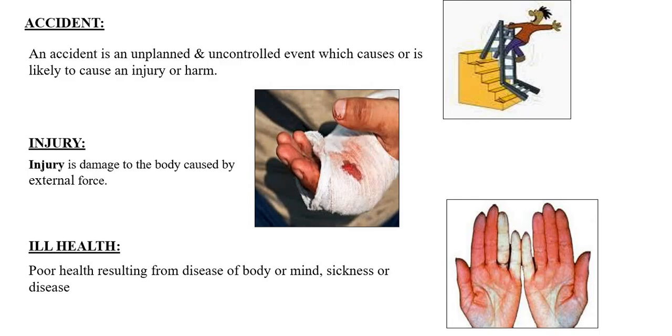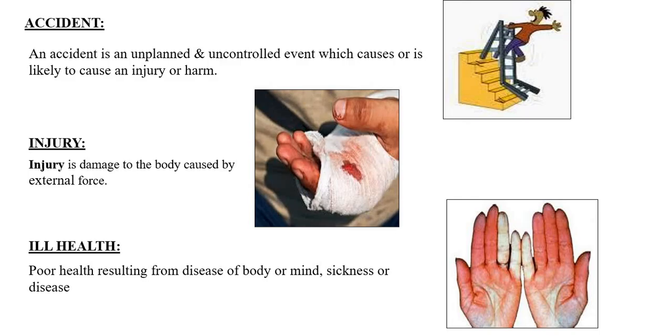When it comes to injury, injury is nothing but damage to the body caused by external force. So some part of the body got damaged, whether it is skin, eye, or finger or somewhere, by some external force. That we call an injury. And ill health is nothing but poor health resulting from a disease of body or mind, or sickness or disease. So it's not only related to the body, even the mind. We can consider that as ill health.